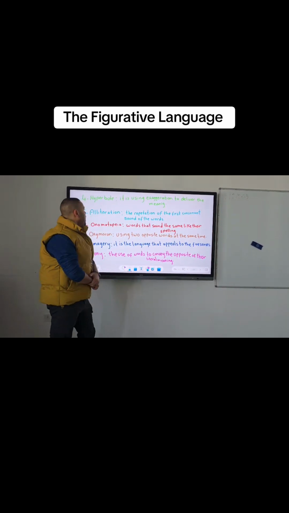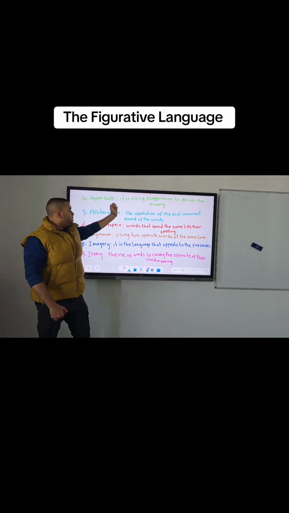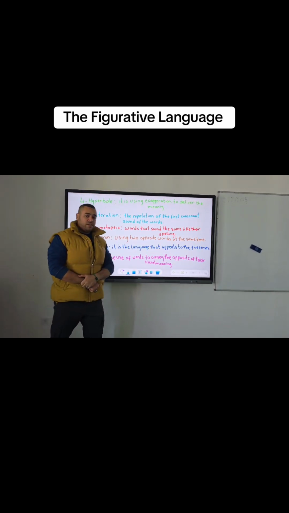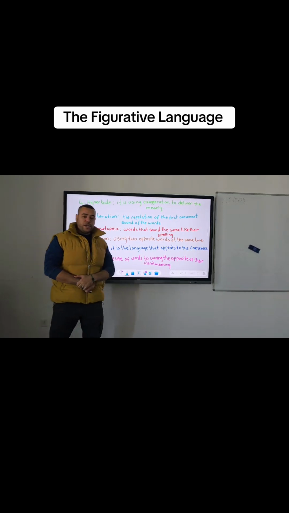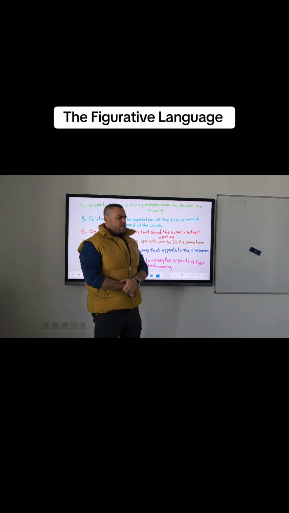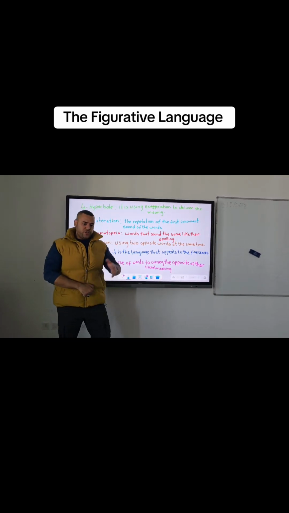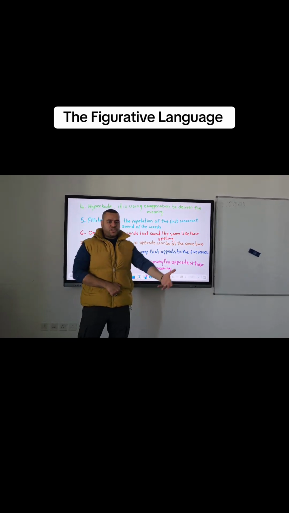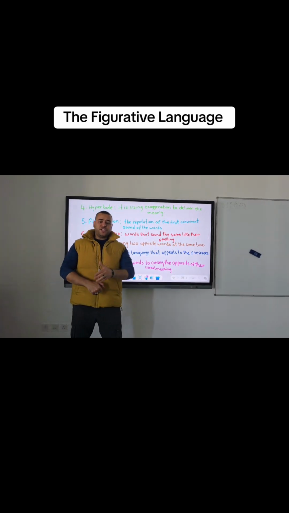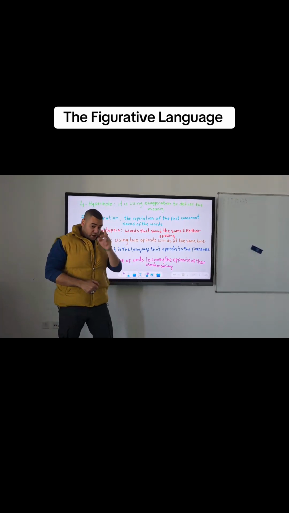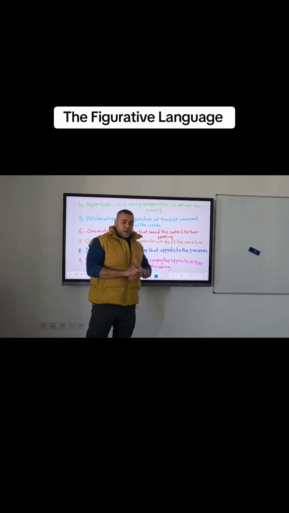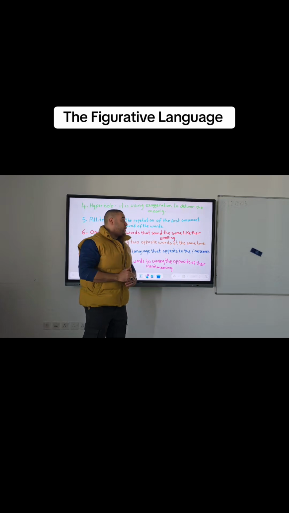Let's go to number 4, the hyperbole. It's a kind of exaggeration, and it also helps to deliver the meaning. It's like when you didn't see your friend for 2 days, for example, and once you see him, you say, I haven't seen you for ages. So here you are using a kind of exaggeration to show a strong feeling.